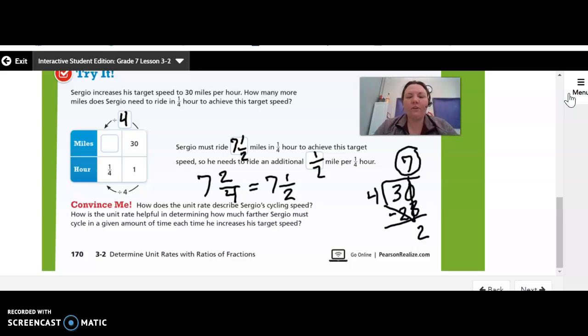Pause the video if you need to fill in this example and read through the steps. I'd also encourage you to take a minute and think or talk out loud the convince me question. The more of that critical thinking you can do out loud for yourself, the better this material is going to stick and retain in your brain moving forward.